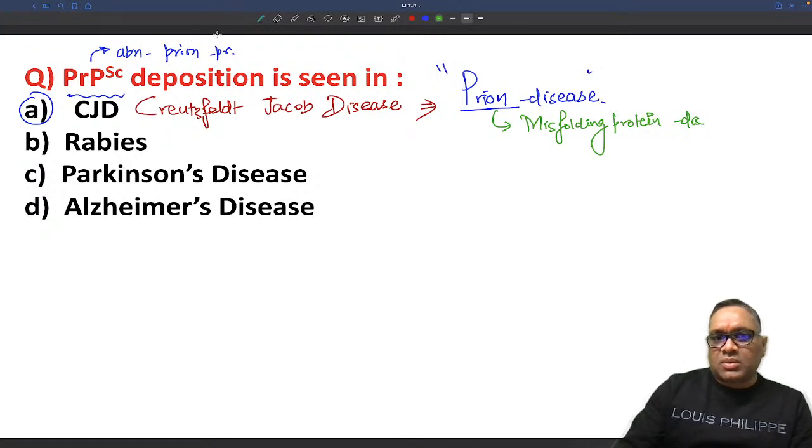So let us finish the other options. What are the things you need to remember? Rabies, can you tell me what will be the diagnostic finding in the cerebellum or the brain?